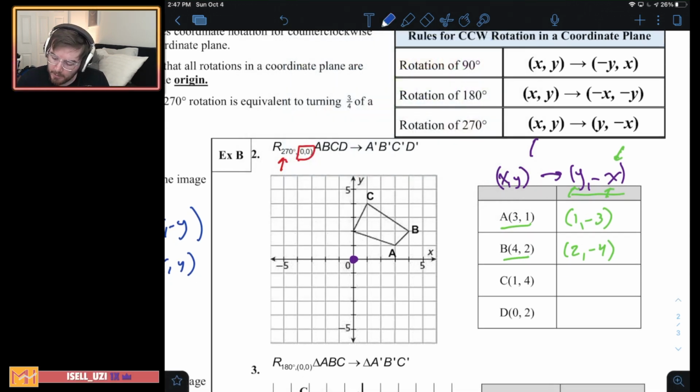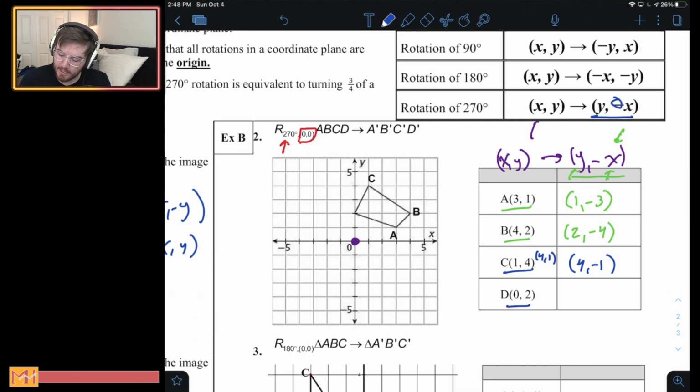If you need to write an in-between step, you can think to yourself, okay, these guys are flipping. All right, now what? They flipped, but I also need to make a negative on that. So 4, negative 1. I look at this and they flip to 2, 0, but you can't really change the sign of 0, so it's going to stay the same.